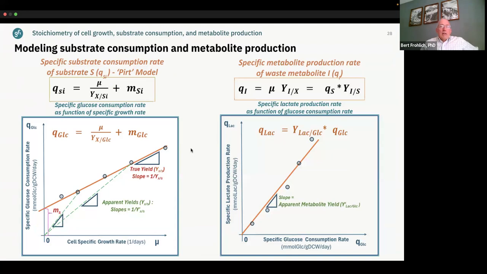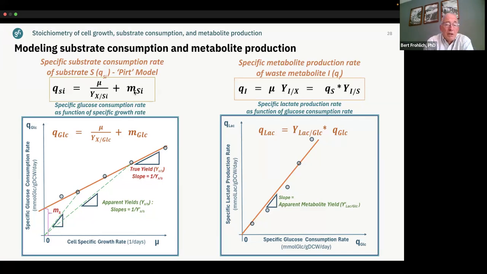Let's move on to substrate consumption and metabolite production. The model on the left is the Pirt model, which has been frequently used in the biochemical engineering literature to describe substrate consumption. It was originally proposed for bacteria growing on a single carbon substrate. You have two terms there. The first is the growth-associated term, which you can see is associated with the growth rate mu, and a second term that is non-growth associated, which is referred to as the maintenance requirement, the maintenance term.